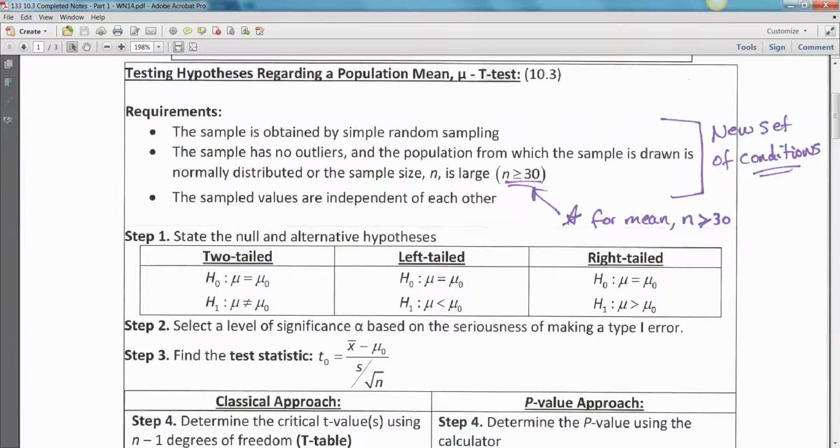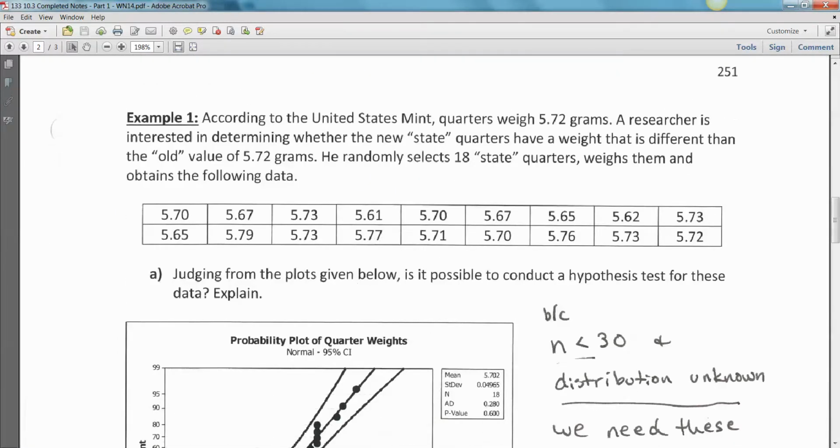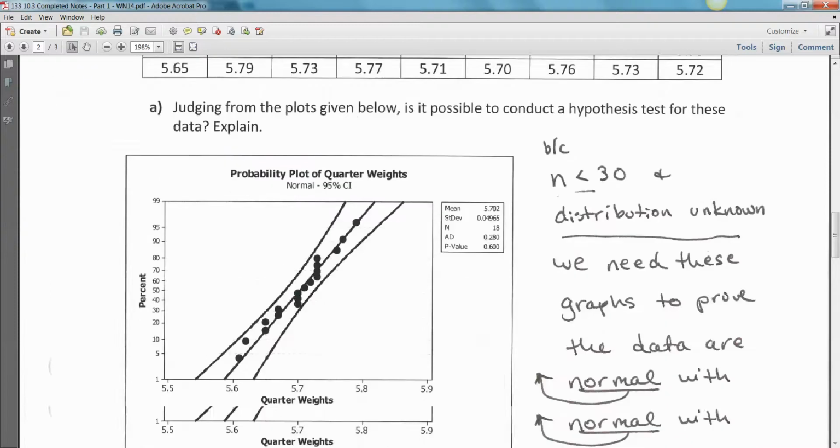So from this problem in the notes, we have that according to the United States Mint, quarters weigh 5.72 grams. A researcher is interested in determining whether the new state quarters have a different weight than the old value of 5.72 grams. He randomly selects 18 state quarters, weighs them, and tapes the following data. So there's our data right there.